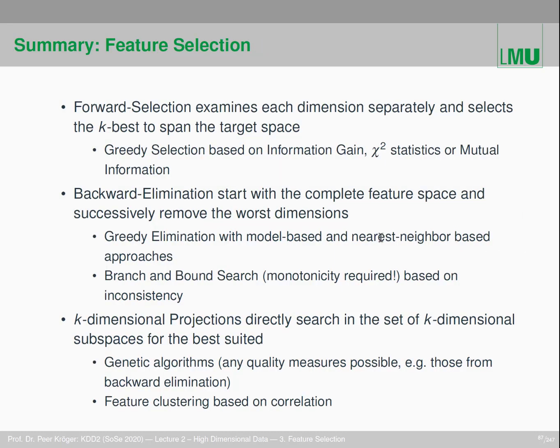Just a summary for this week here. So we had forward selection, which examines each dimension separately and selects the k-best to span the target space, so a very easy bottom-up approach. We had these greedy selections based on different measures like information gain, chi-square statistics, mutual information. The problem is we only consider each feature individually, with no correlations or relationships among features.